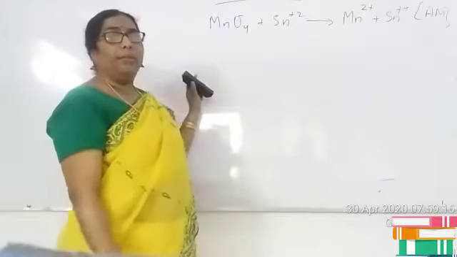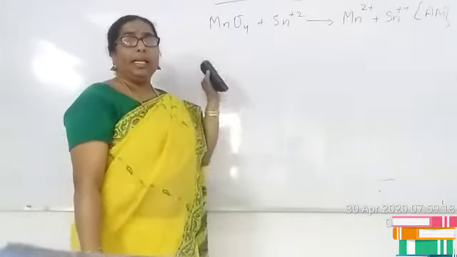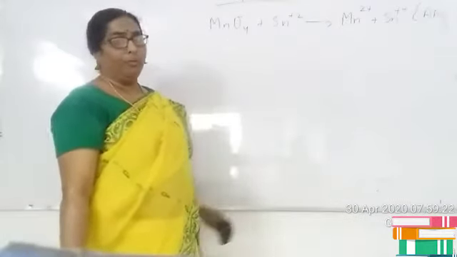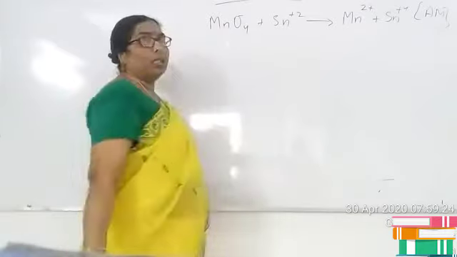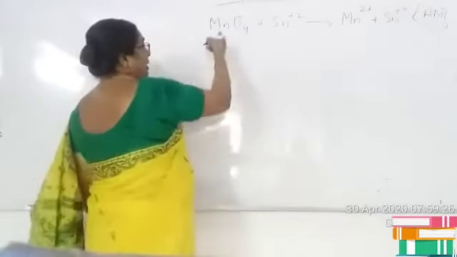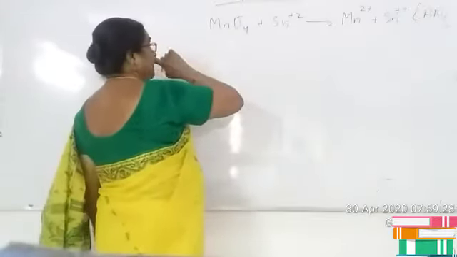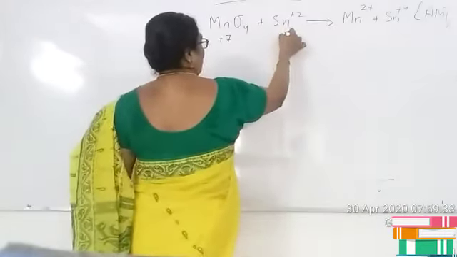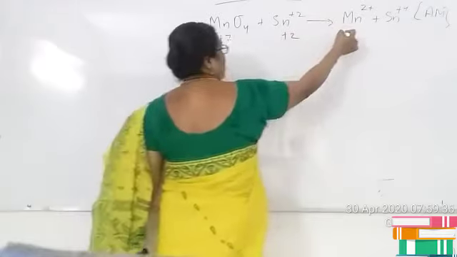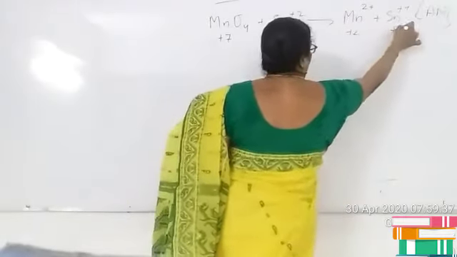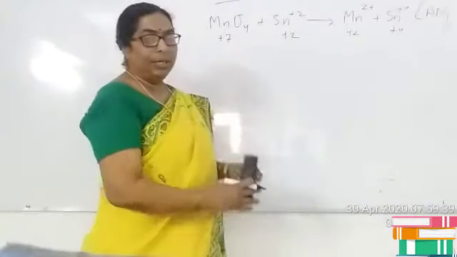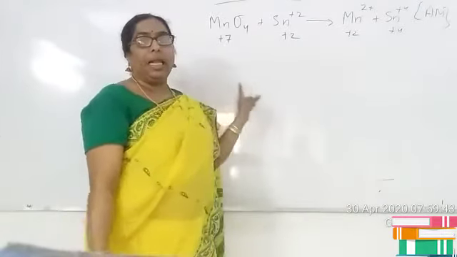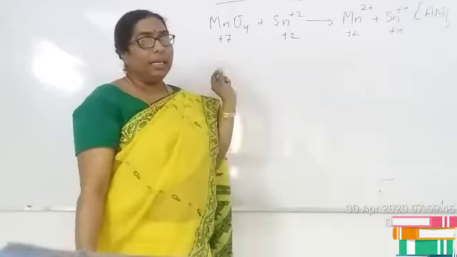So the first step in the oxidation number method is to find out the oxidation state of the different elements involved. Let us calculate the oxidation state of manganese. Please let me know what is the oxidation state of manganese. Yes, it is +7. Sn²⁺ is +2, Mn²⁺ is +2 and Sn⁴⁺ is +4. Is it clear? First step, calculate the oxidation state of the different elements involved in the reaction.